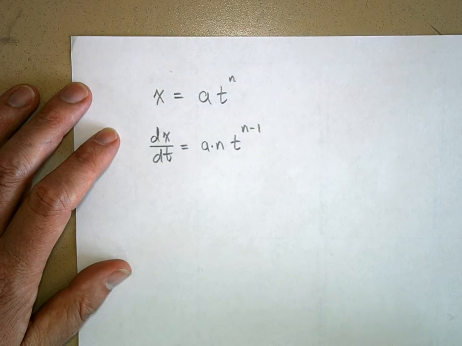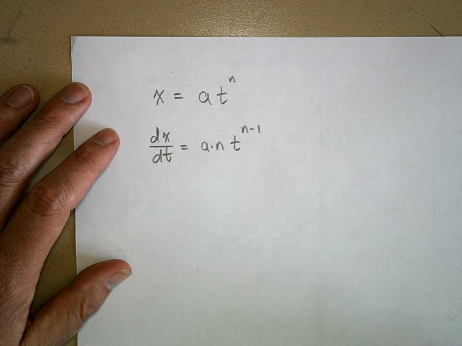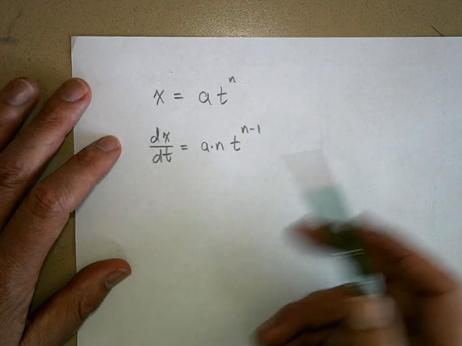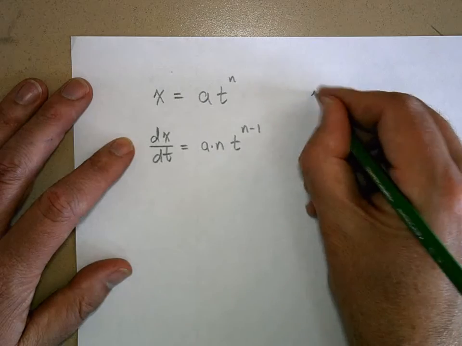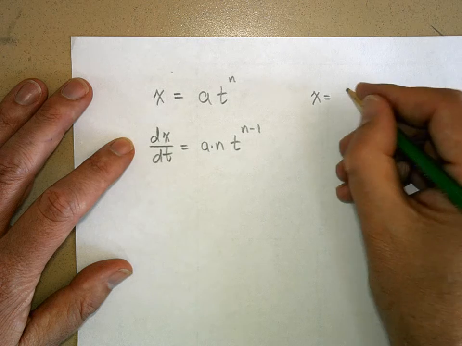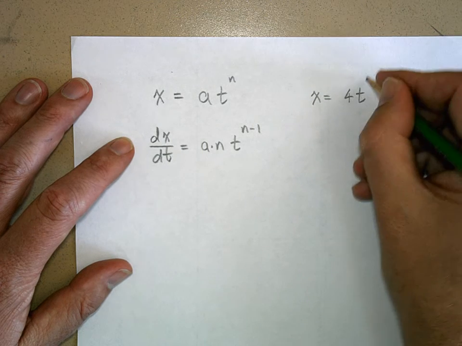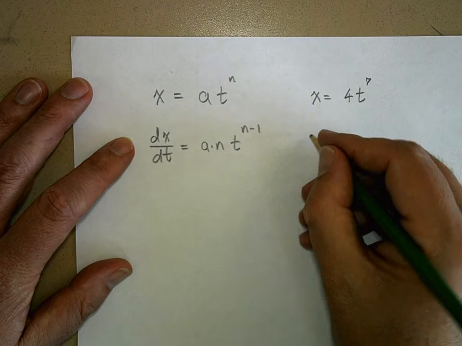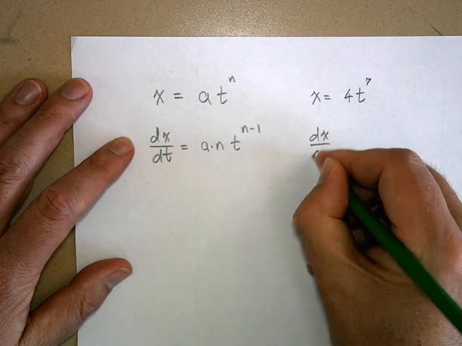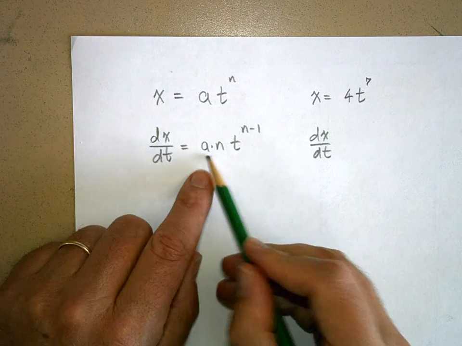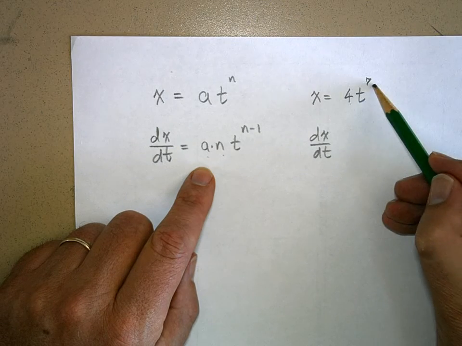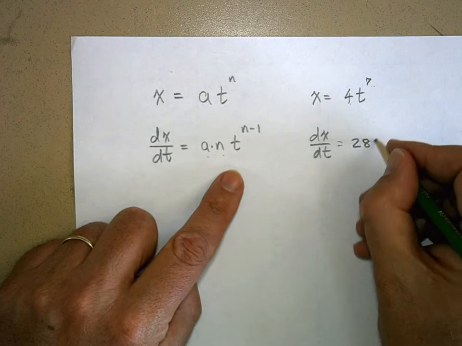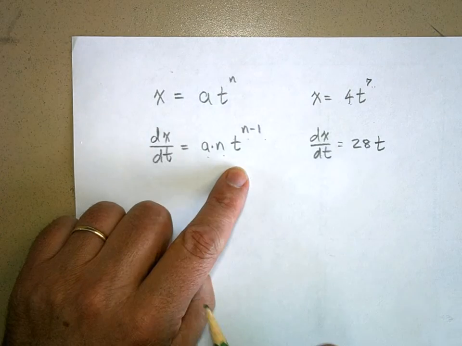Does that look kind of crazy? It's not crazy if you look at an example. x equals 4t to the 7th. Well, what is dx/dt? It's a times n. a is 4, n is 7. 4 times 7 is 28, times t to the n minus 1, which is 6. There's your answer.